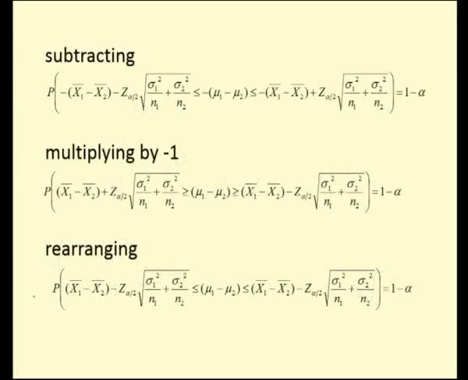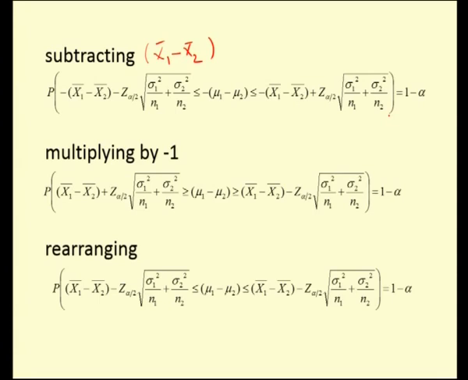Now, we are going to do certain operations, namely that on either side we are going to subtract x1 bar minus x2 bar. So, this equation will reduce to probability of minus of x1 bar minus x2 bar minus z alpha by 2 into square root of sigma 1 squared by n1 plus sigma 2 squared by n2 less than or equal to minus of mu1 minus mu2 less than or equal to minus of x1 bar minus x2 bar plus z alpha by 2 into square root of sigma 1 squared by n1 plus sigma 2 squared by n2, which is equal to 1 minus alpha.